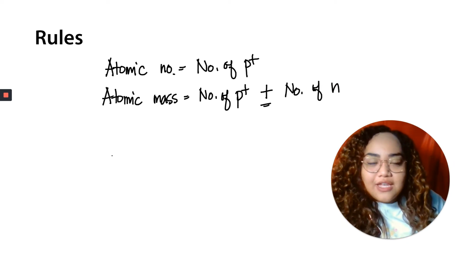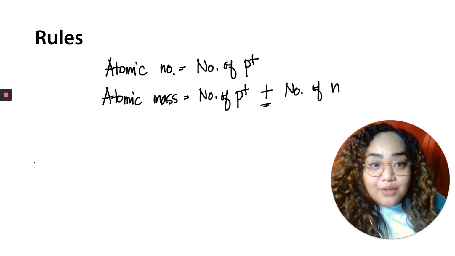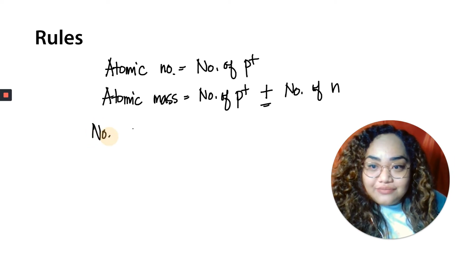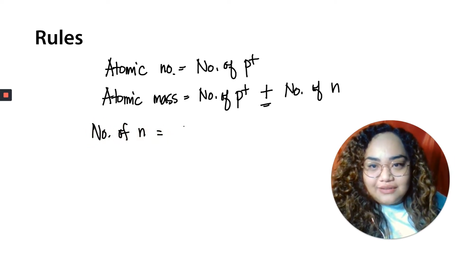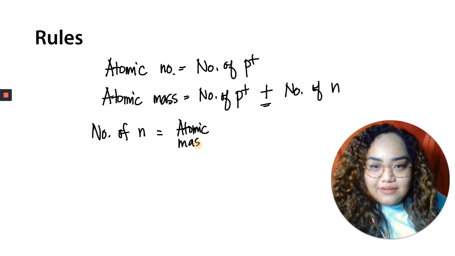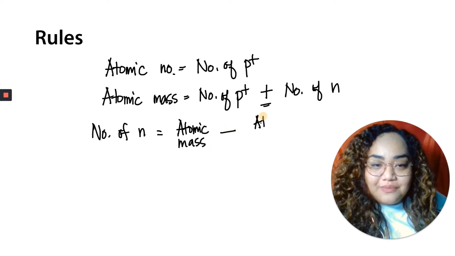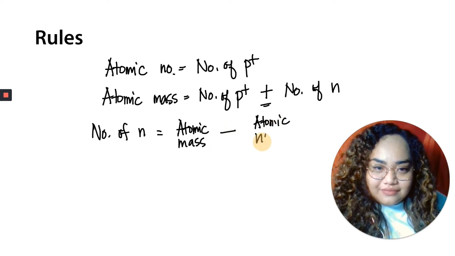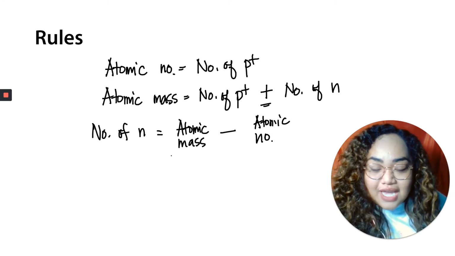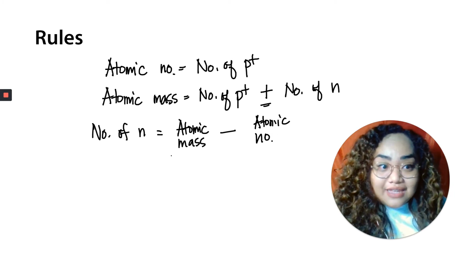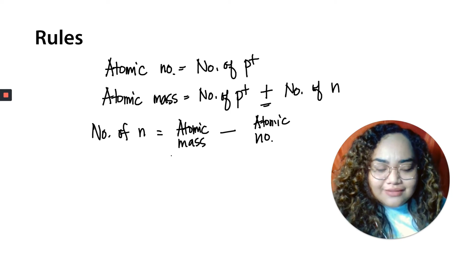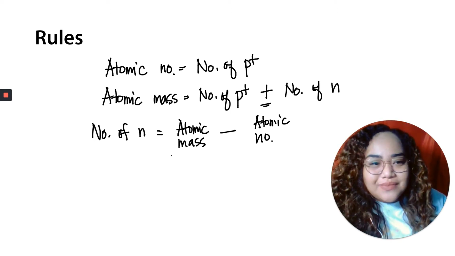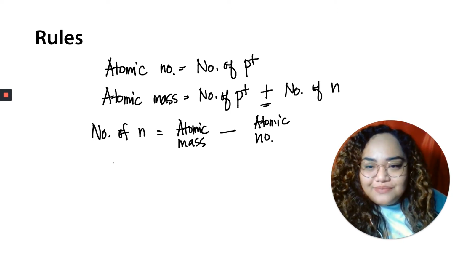To get the number of neutrons, you just have to subtract: you get the atomic mass minus the atomic number. Or that's basically n equals p plus n minus p. Sorry, the atomic mass is p plus n, so n equals mass minus p.